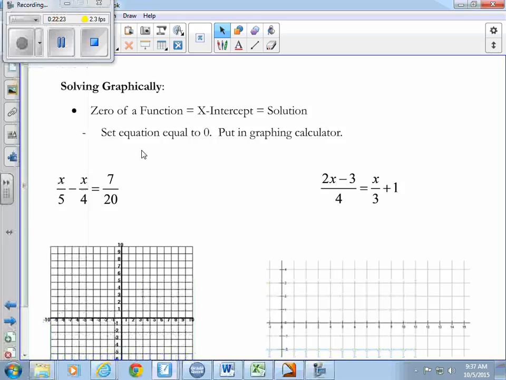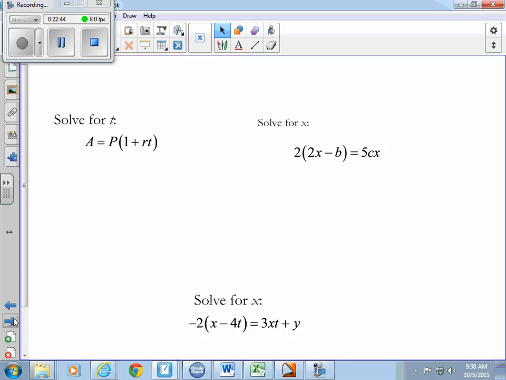So you can put it equal to 0 and put it in the calculator, or you can do both sides in the calculator. Either way works. Again, the one perk to getting 0 on one side is then you're looking on the y-axis. You still have to find your x window, but the y window just needs to include the y-axis, so it makes it a little easier to set the window.